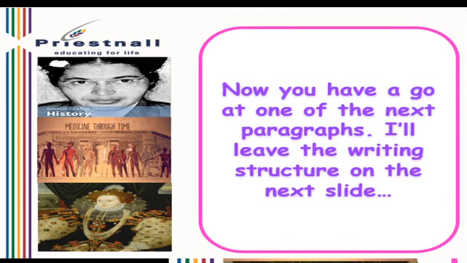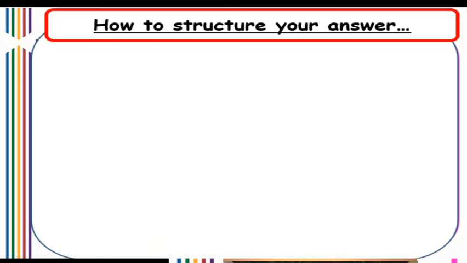So why don't you have a go now, get a piece of paper out, get your revision notes out, have a go at the next two paragraphs, or at least just one of them. I'll leave the writing structure for you on the next slide. You can pause the video, have a go at writing that in the exact same style, the PEE style that I've just done the sit-ins in. So make your point, give some evidence, tell me what that thing actually is, then link it to the question, how did it create progress in civil rights?